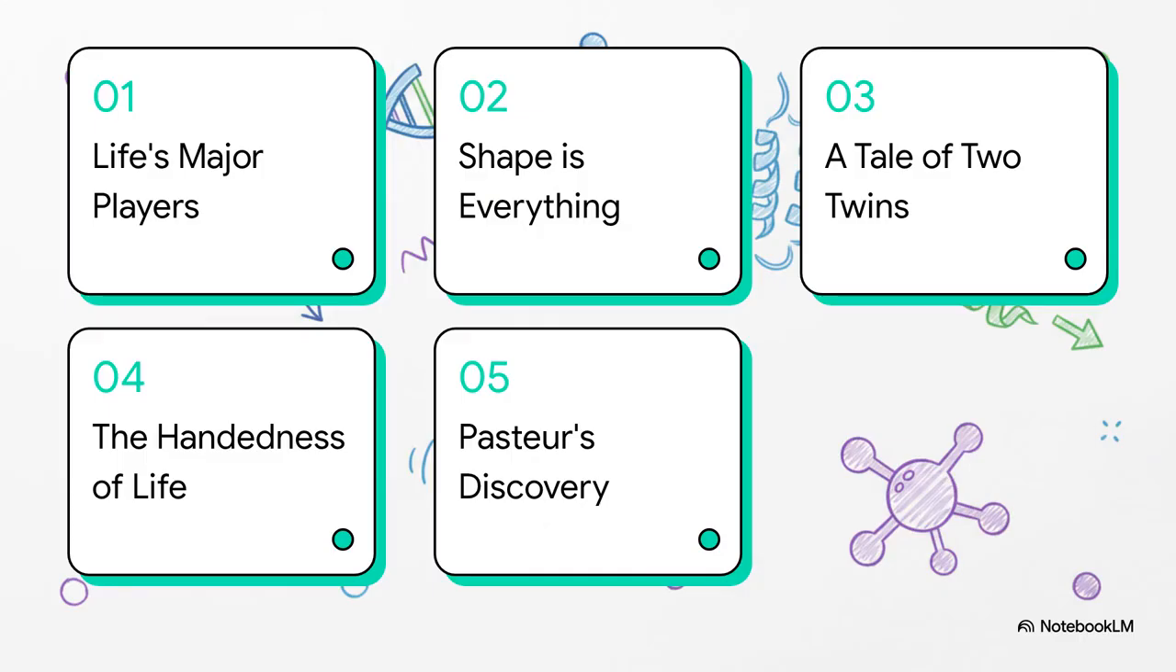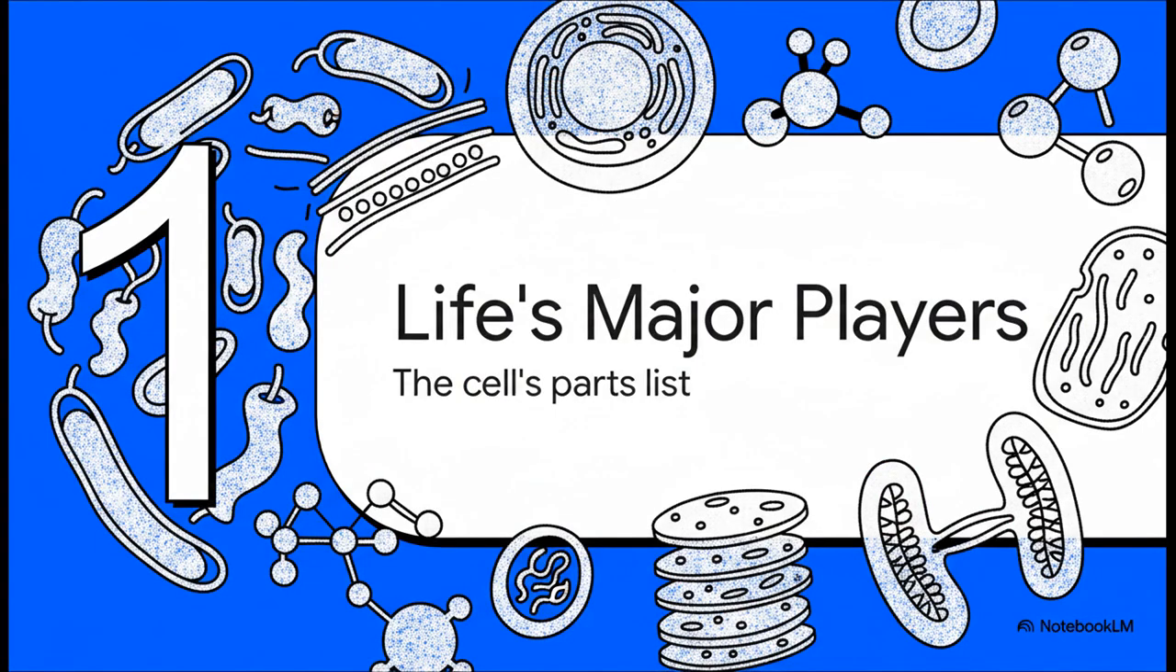So how are we going to tackle this? First, we'll get to know the cell's main molecular players. Then, we're going to see why 3D shape isn't just some minor detail. It's literally everything. We'll find out how a tiny molecular flip is the secret to how you see. We'll explore the strange handedness of life. And we'll wrap up with the amazing story of the scientist who first figured all this out. All right, let's dive right in.